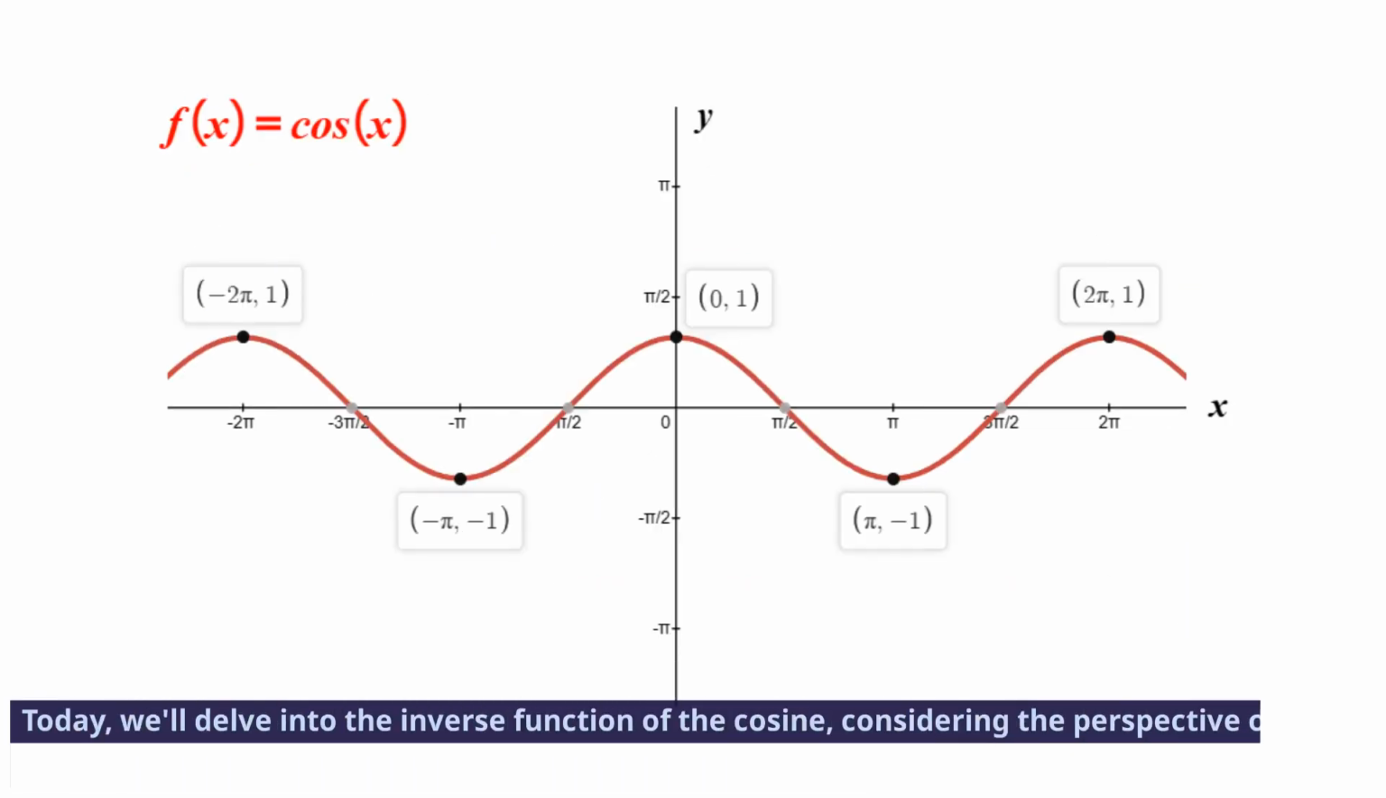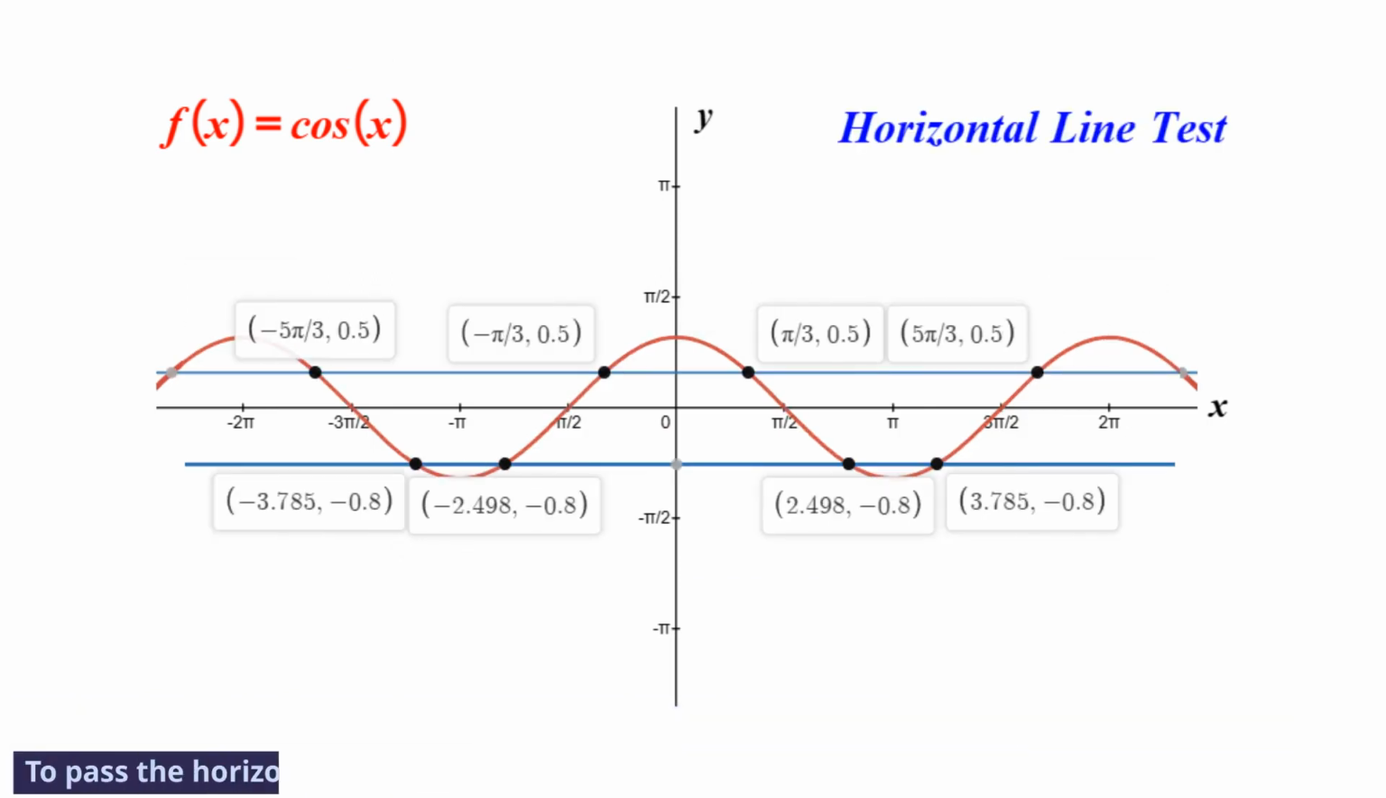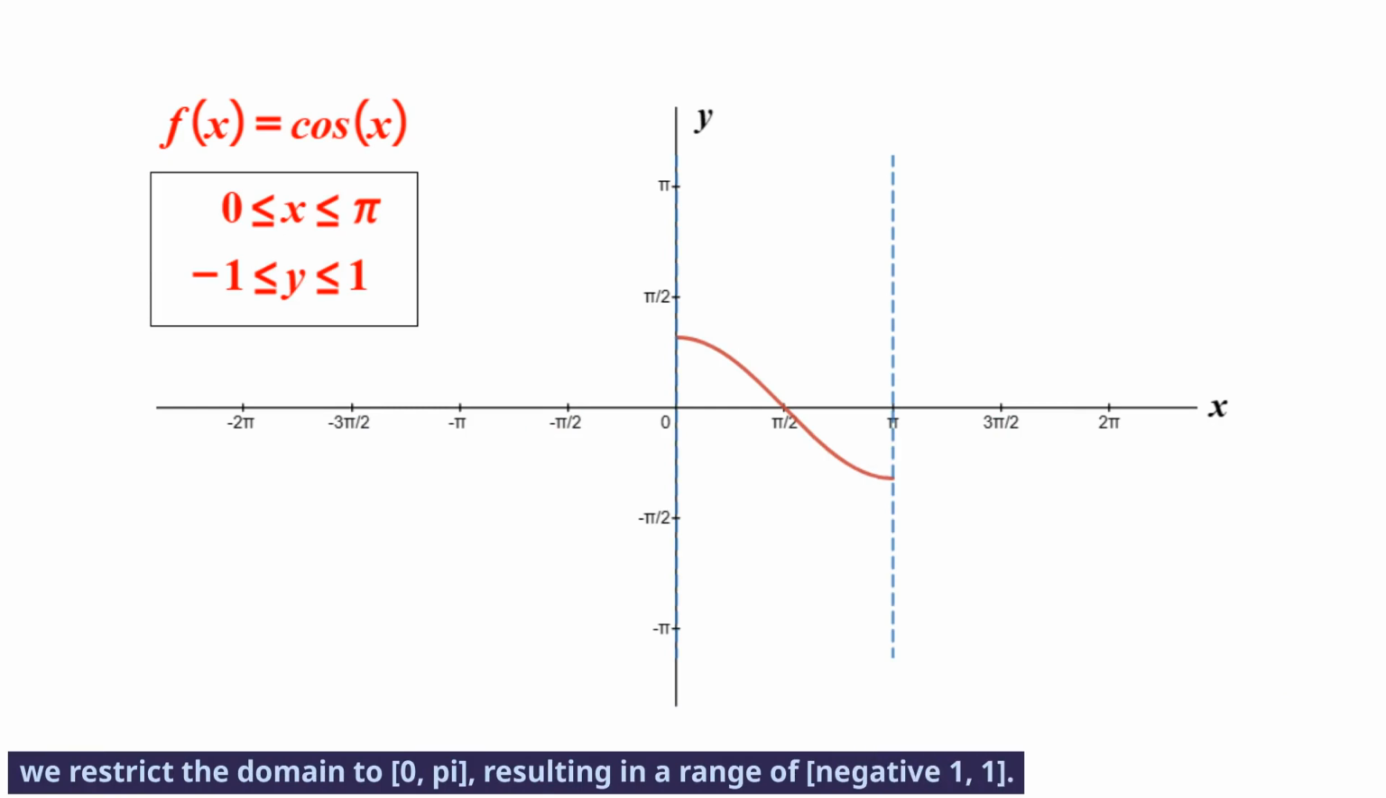Today, we'll delve into the inverse function of the cosine, considering the perspective of passing the horizontal line test. To pass the horizontal line test, we restrict the domain to [0, pi], resulting in a range of [-1, 1].